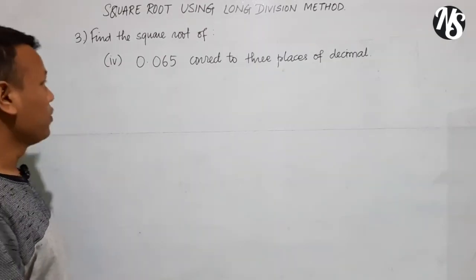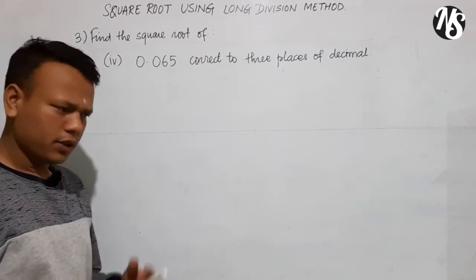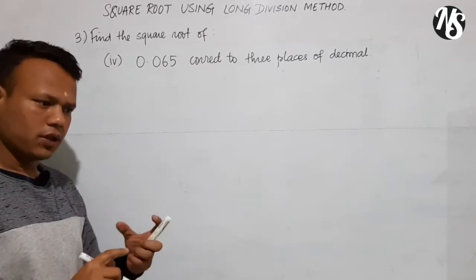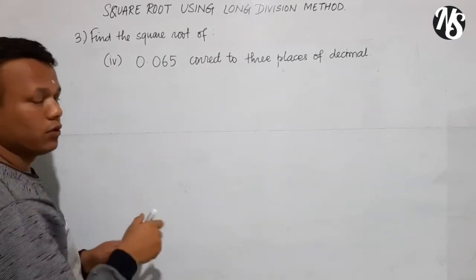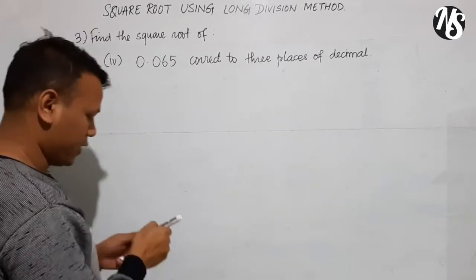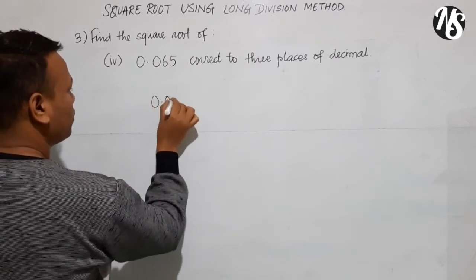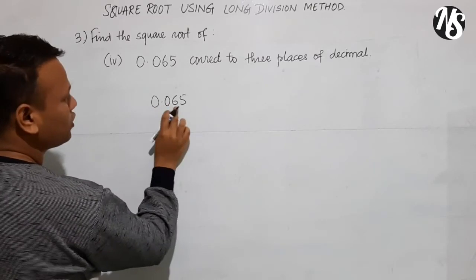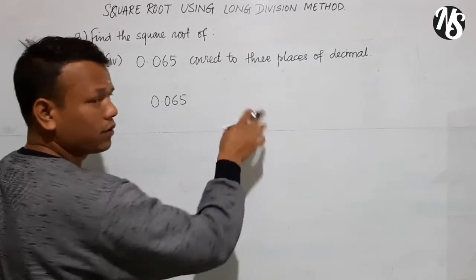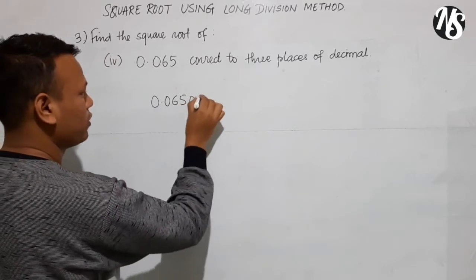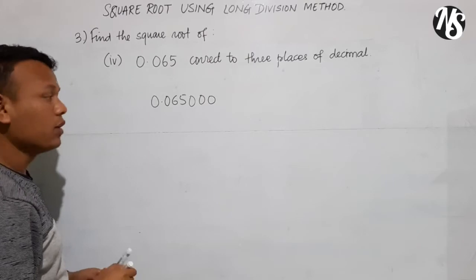So this time you have to find the square root of this correct to 3 decimal places. So 3 decimal places means the double of 3 is 6. That means after the decimal you have to have 6 digits. So here we have the given number 0.065, but here how many digits are there? Only 3 are there, right? But we want double of 3, which is 6. So for that I need to put 3 more zeros, and after that we will form the pairs.